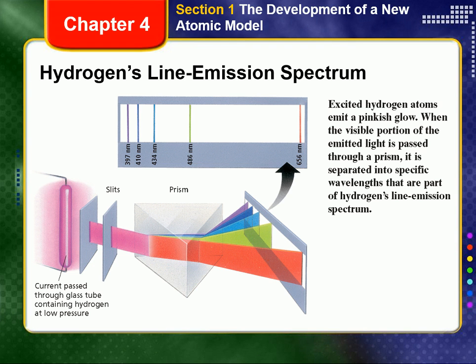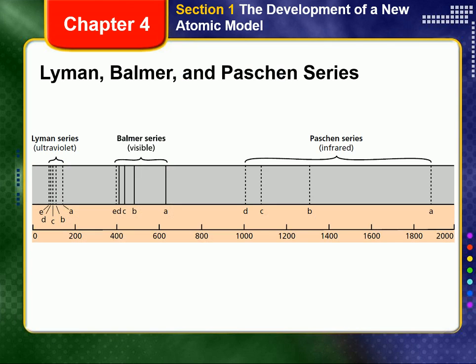The production of hydrogen's line emission spectrum is illustrated in figure 4-5 on page 95 of your text or on the screen now. Additional series of lines were discovered in the ultraviolet and infrared regions of hydrogen's line emission spectrum. The wavelengths of some of the spectral series are shown in figure 4-6 on page 95 of your text or on the screen now. They are known as the Lyman, Balmer, and Paschen series after their discoverers.